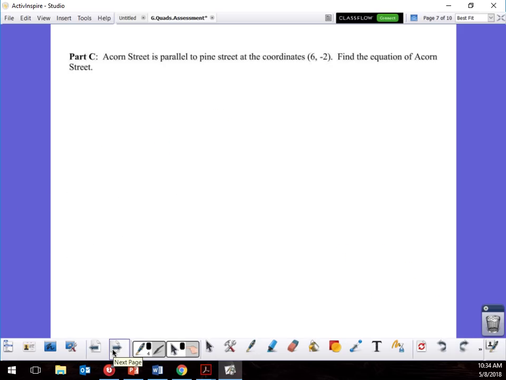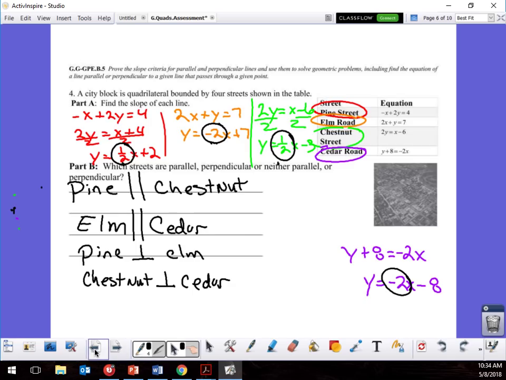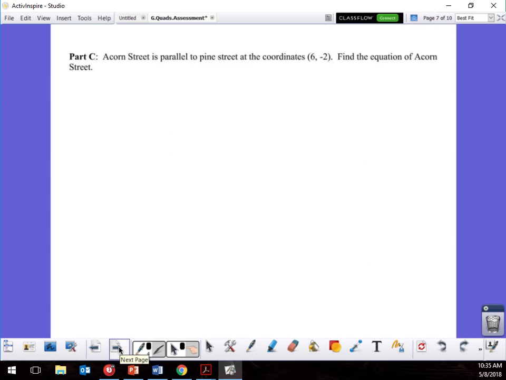Part C, Acorn Street is parallel to Pine Street. Now, parallel have what? Same slope. What was the slope of Pine Street? 1 over 2. So my slope is 1/2.